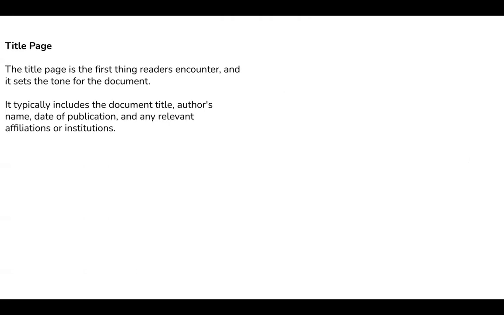The first one is, technical writing can be like, you write a lot of different documents: user manuals, books, articles, blog posts, and everything, right? So for books, the first thing you see, of course, is the title page. The title page sets the tone for the document. So typically it includes the document title, author's name, date of publication, and any relevant affiliation or institution.